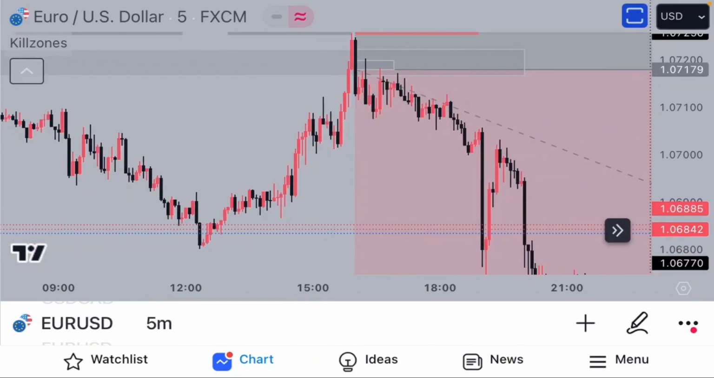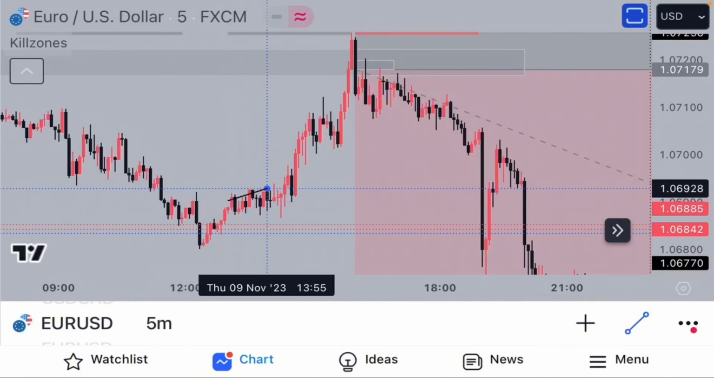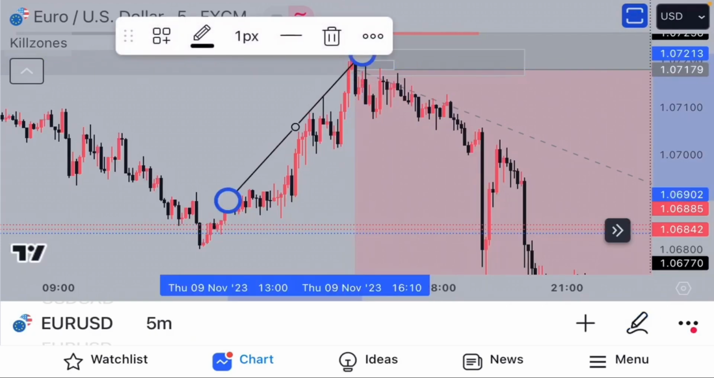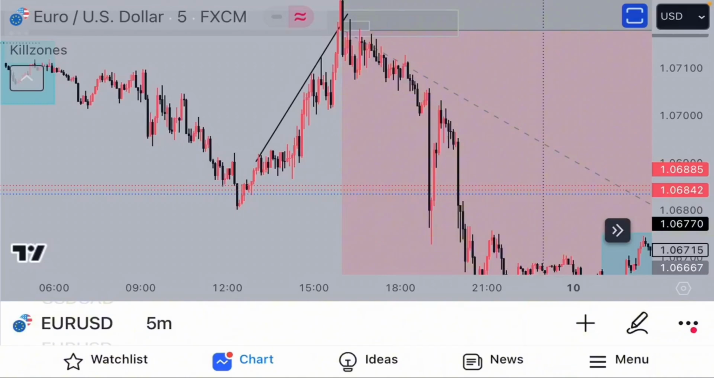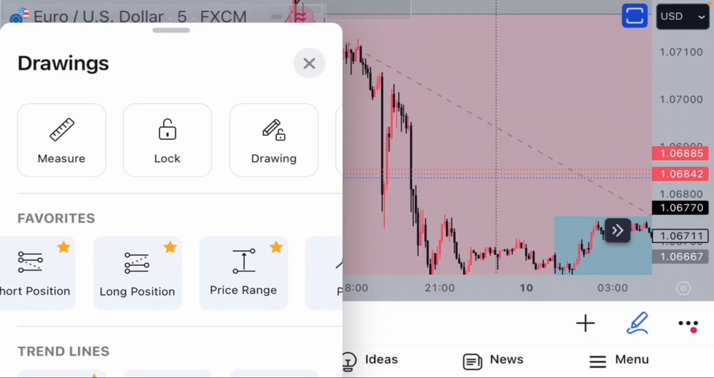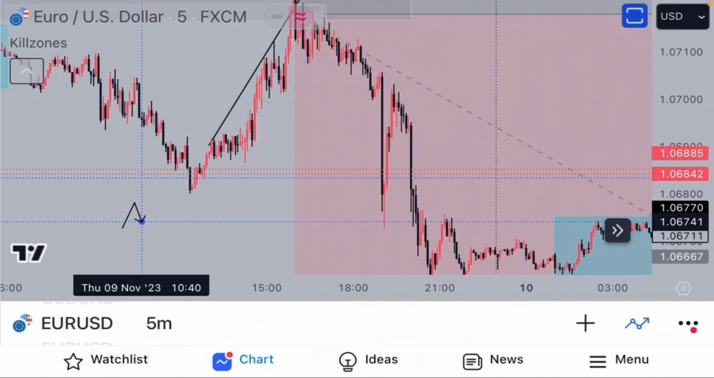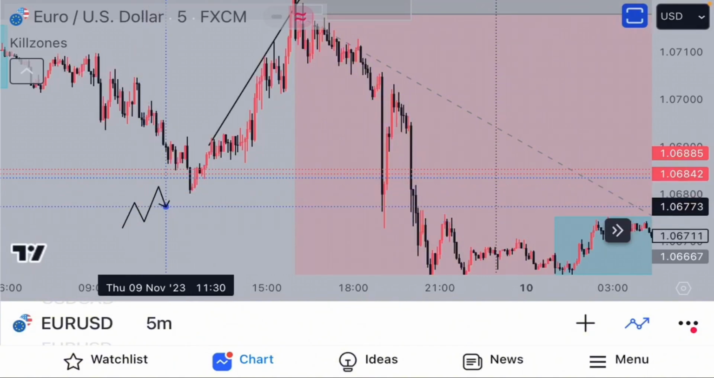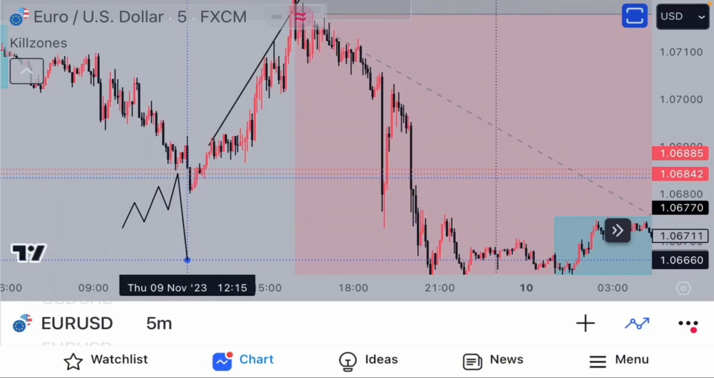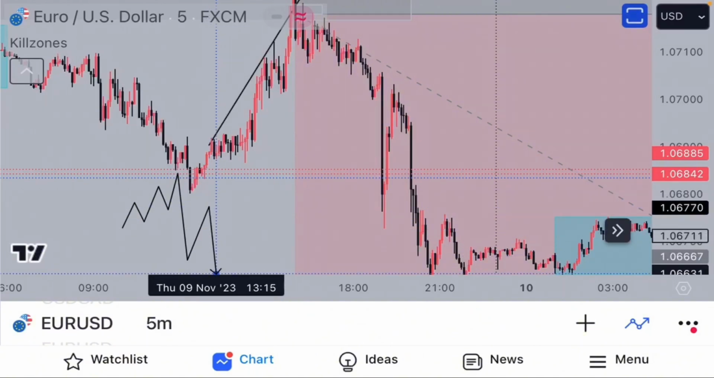So what is 3D drive? 3D drive is a 3-touch confirmation. Although sometimes it's not that perfect, you must make sure it touched 3 times before you take your trades. So 3 touch, something like this. Although sometimes it can still come back a little bit before going down again. So something like this.